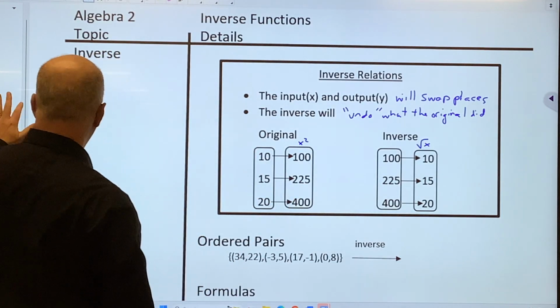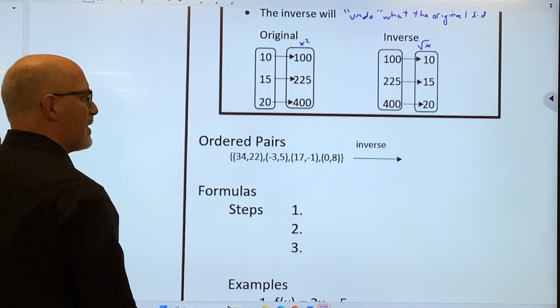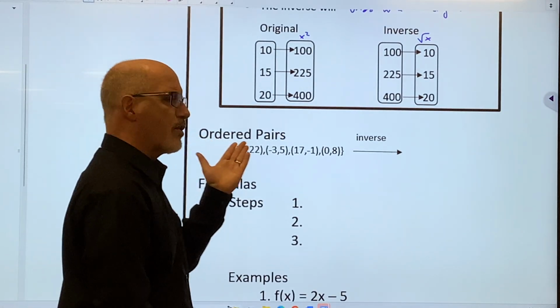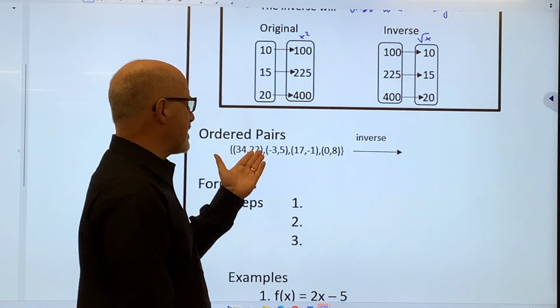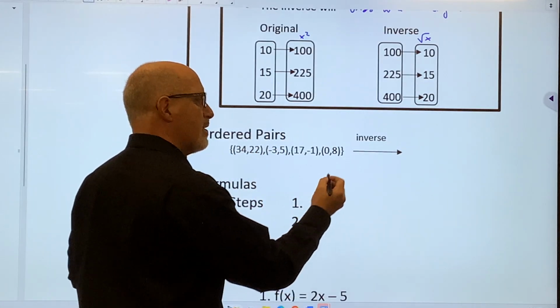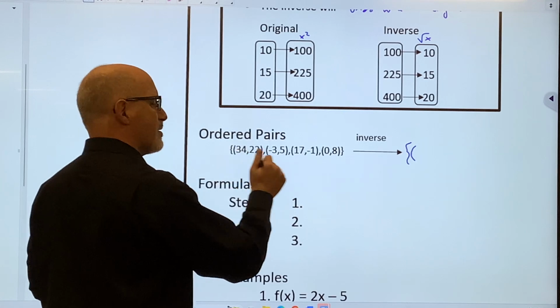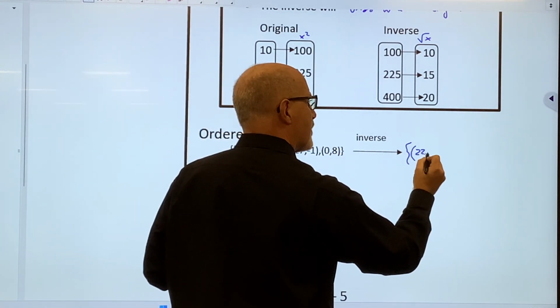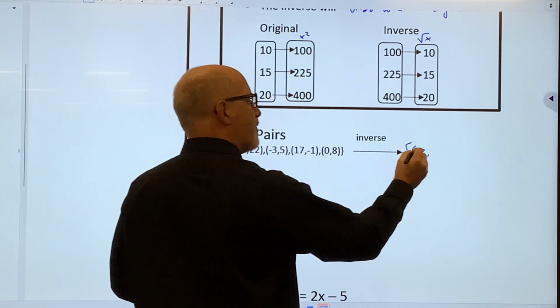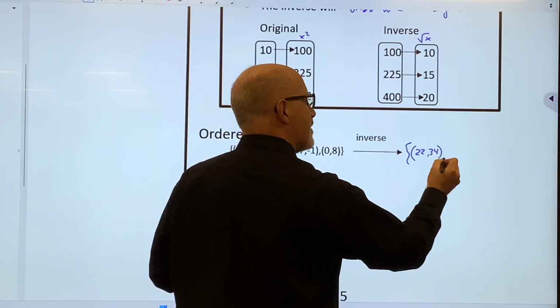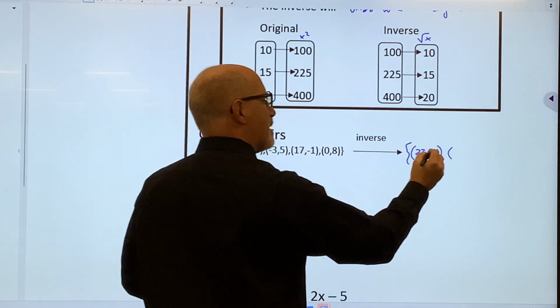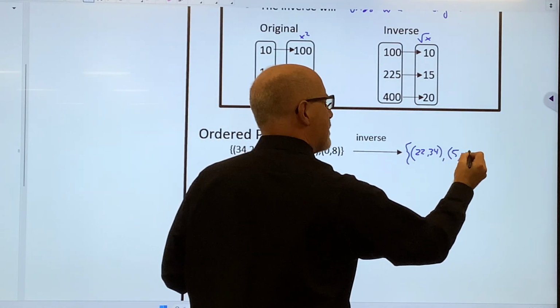So let's take a look at what that means with ordered pairs. It's a pretty simple process with ordered pairs. If these are my x's and y's, you're just going to list them for the inverse by having them swap places. 22 becomes the first, the input, and 34 becomes the output. For the next one, 5 becomes the input, -3 becomes the output.